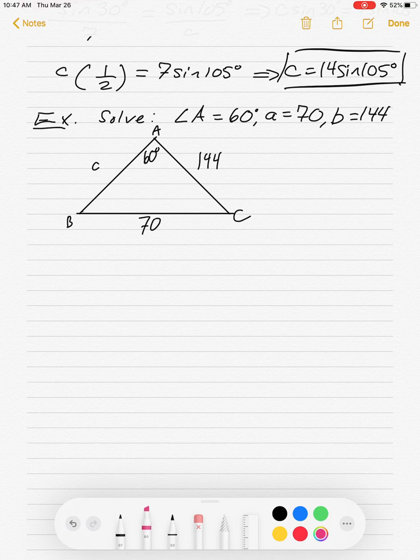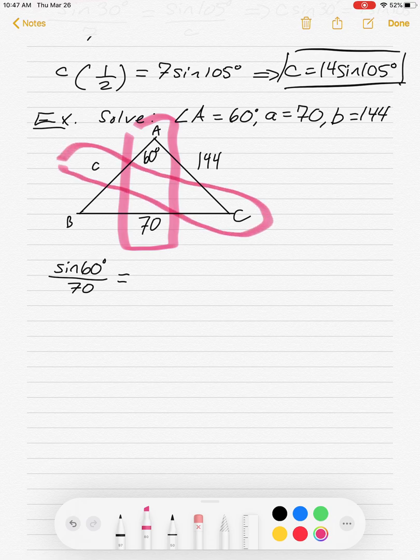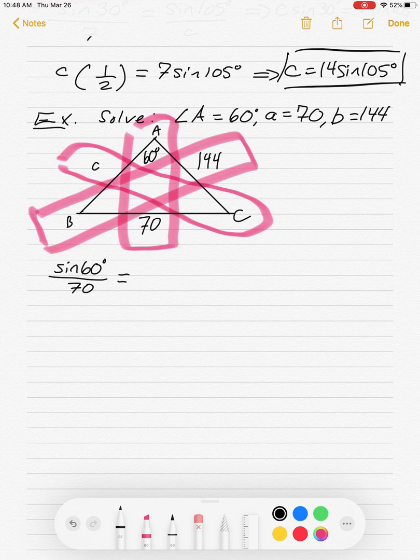Okay, so again, I have to use the pair that I know. I'm gonna have to use that information. So sine of 60 degrees over 70 is, well, then I have two possibilities. I mean, this pair isn't going to work because I don't know either of the C values. So I guess I would need to use that pair. So sine of big B over 144. So therefore, multiply up the 144. So sine of B is 144 sine 60 degrees over 70.